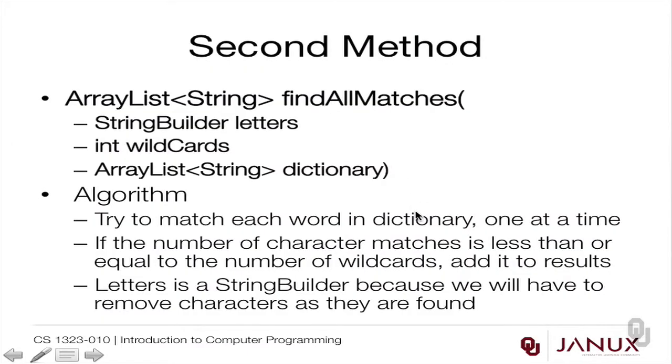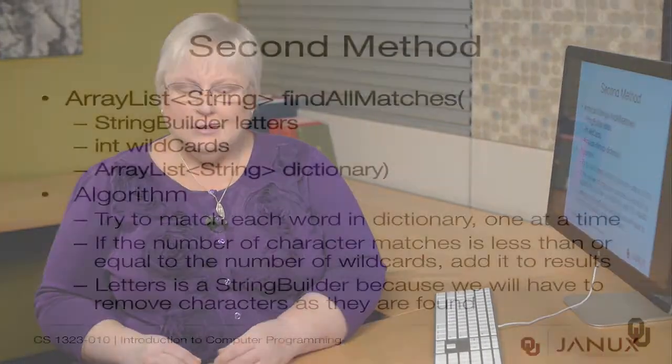Now let's talk a little bit about the algorithm. We're going to try to match the words in the dictionary one at a time. If the number of characters that match is less than or equal to the number of wildcards, that means that we have a word that could work with the letters that you have. Then the letters in the string builder have to be removed one at a time as we find the characters. Now, there are really two different methods that are fitting together in here. There's finding the match globally, and then there's finding the match within the words. These need to be separate methods because otherwise the find all matches method will get too long and complicated. So we definitely want to break those things out right at the start.